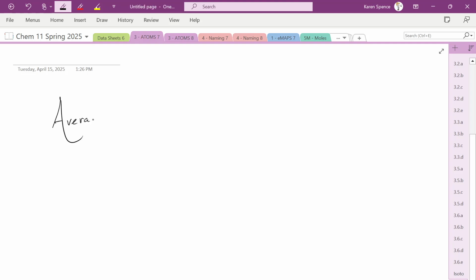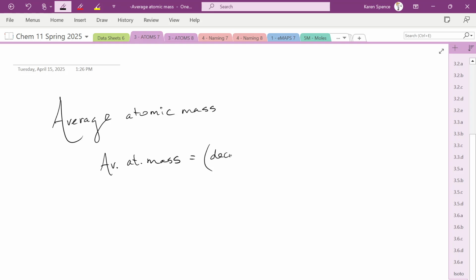Ooh, average atomic mass. So what you're going to do is you're going to say, if I want to find the average atomic mass, I'm going to take the decimal percent of isotope A. So I have isotope A and I have isotope B. Yeah? Is this sounding familiar? Okay.